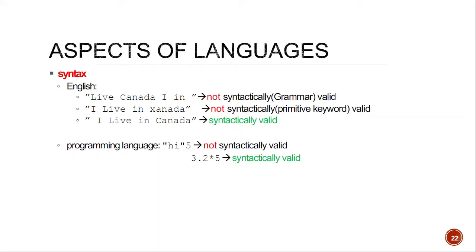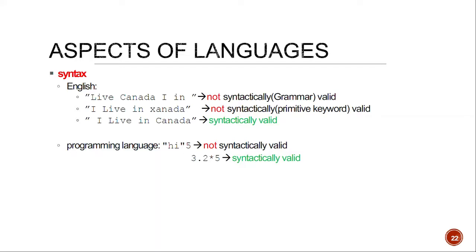Accordingly, we can have different types of errors. One of them can be in terms of the syntax. In the case of the English language, you cannot write the sentence "live Canada I in", because this is not syntactically valid. Or "I live in Xanada". This is also not syntactically valid because there's a primitive that is incorrect. The syntactically valid sentence is "I live in Canada".